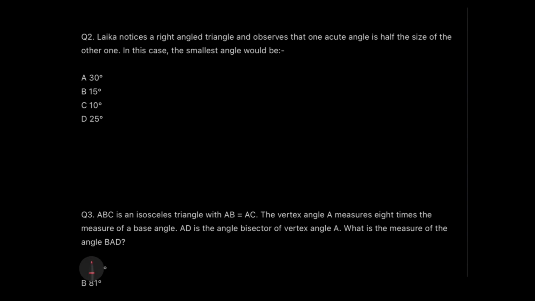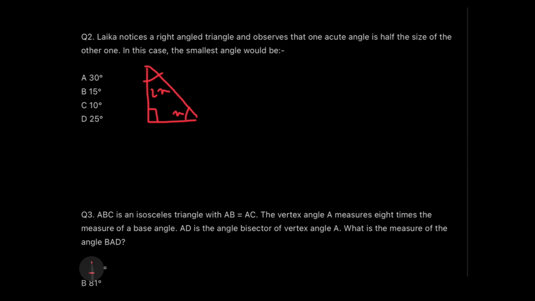Leica notices a right angle triangle and observes that one acute angle is half the size of the other. So in this case, what will be the smallest angle? Very easy, because one angle is already given to us as 90 degrees. So when the angle is already 90, we can take one angle as x and the other angle as 2x, because one is the half of the other, right?